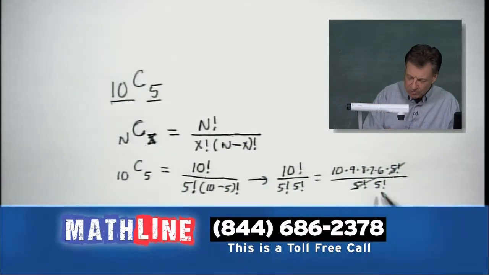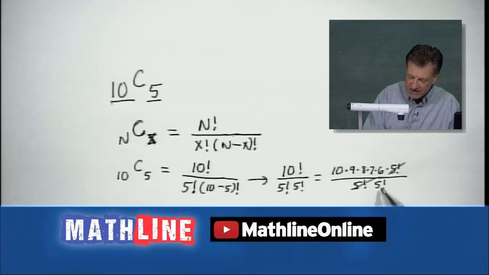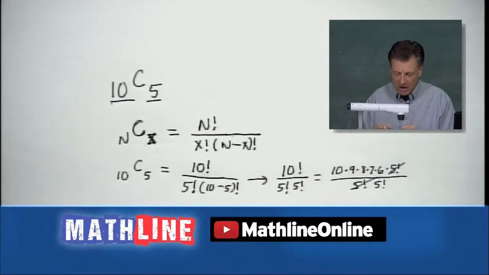Now, let's take another little point here. Let's go to this point here. What is 5 times 4 times 3 times 2 times 1? Well, we can figure that one out, I think.